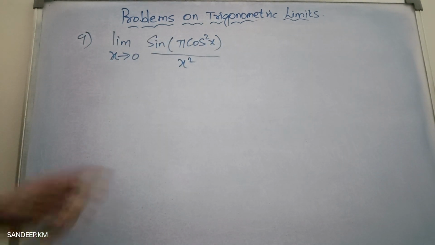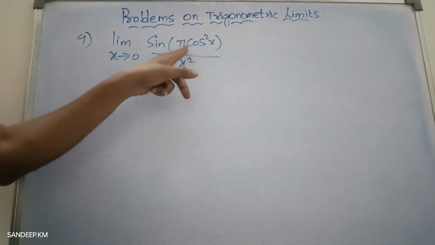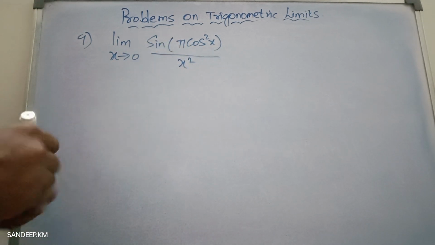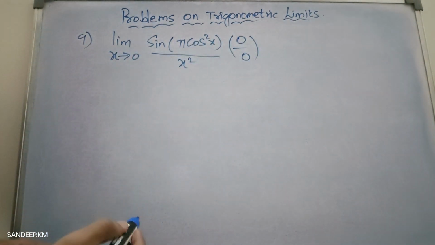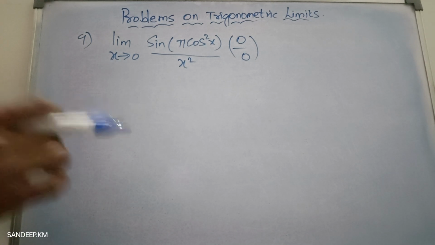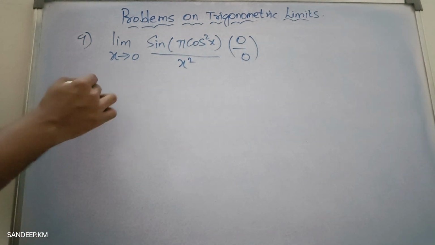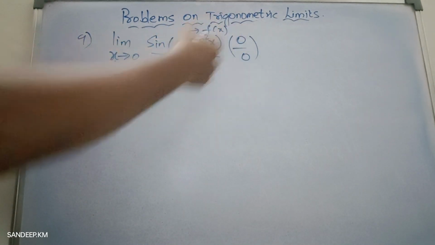So 9th question. If I directly substitute x as 0, cos 0 is 1. 1 into pi is pi. So sin pi is 0 in the numerator and 0 square is 0 in the denominator. Again 0 by 0 form. But look how I'm solving this question. The way we are solving is important. See, when x approaches 0, this is f of x. Let me call this as f of x.